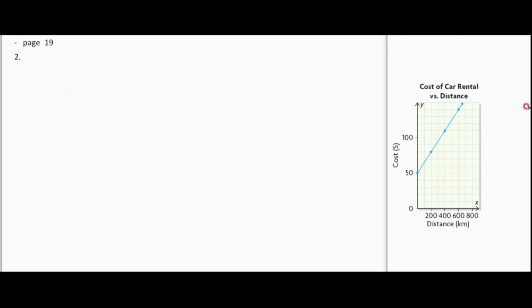This is question 2. In this question, it asks to create an equation for question 1, and to solve the questions in question 1 using those equations. So first, we should make the equation. Basically, the linear expression is in the form y equals mx plus c. m was the slope, and c was the y-intercept. Right here, the y-intercept is 50. We can see this pretty easily.